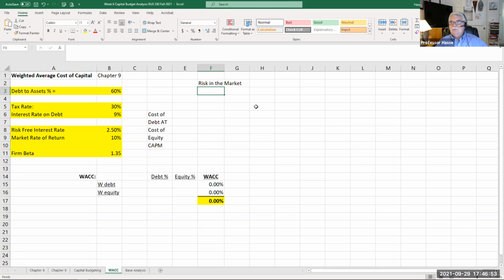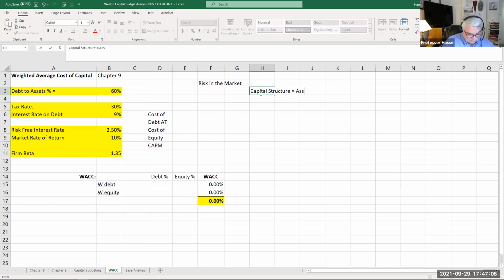The relationship of the capital structure of a company. What is the capital structure? We've looked at this a little bit. It's the assets of the company equaling the debt plus the equity. The debt and the equity is the capital structure. It's how you funded the assets.